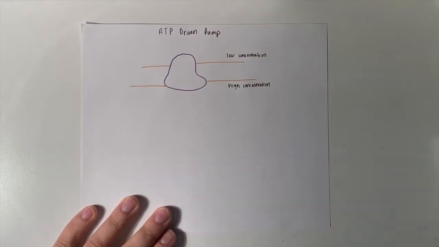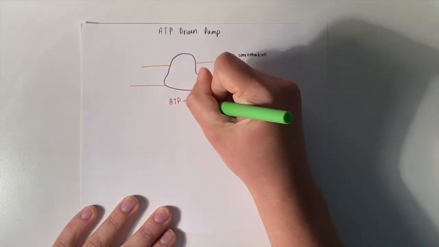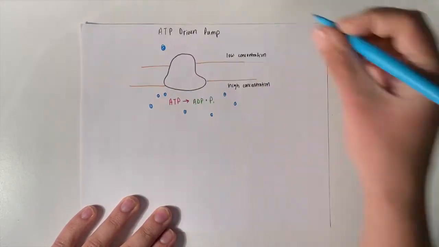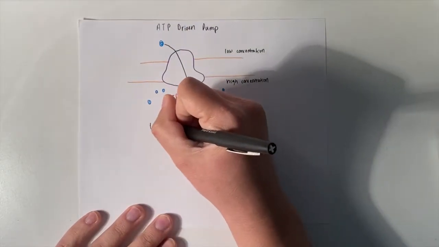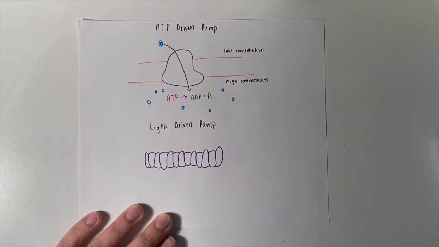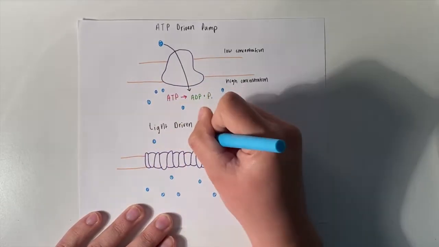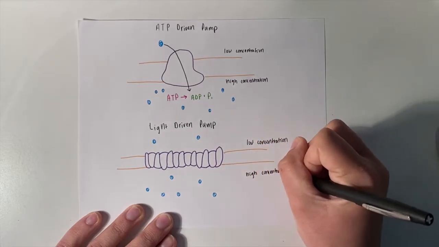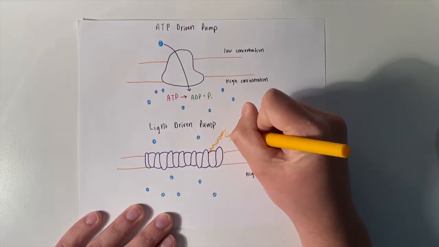The second type of transporter protein is an ATP-driven pump. These use energy obtained from the hydrolysis of ATP to force the movement of molecules against gradients. The third is a light-driven pump, where a molecule absorbs photons and changes its shape to cause another shape change of the pump that allows the molecule to be squeezed through.